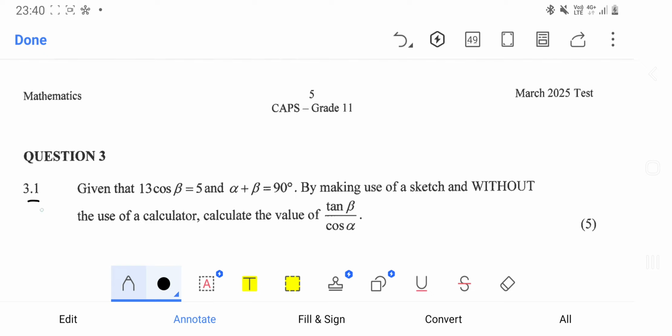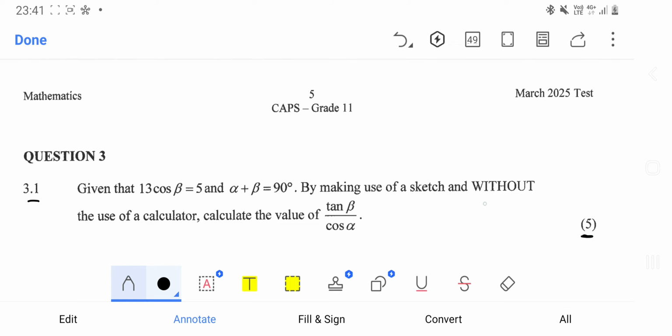Question 3.1. Given that 13 cos β = 5 and α + β = 90 degrees, by making use of a sketch and without the use of a calculator, calculate the value of tan β divided by cos α. That's 5 marks.